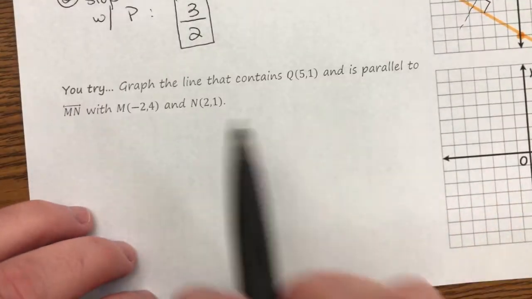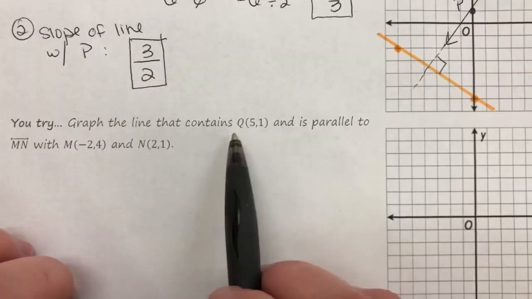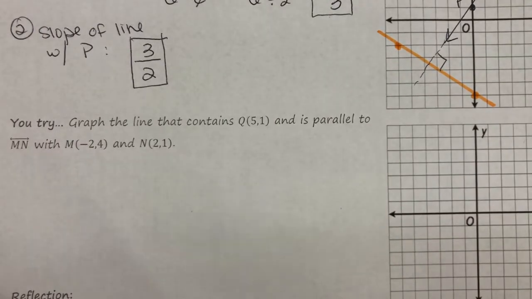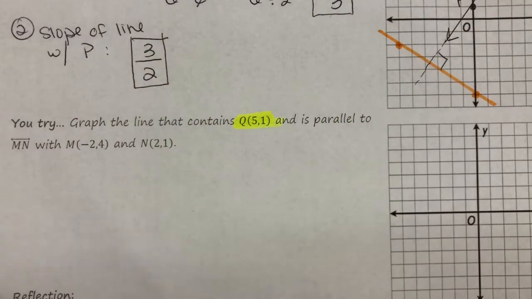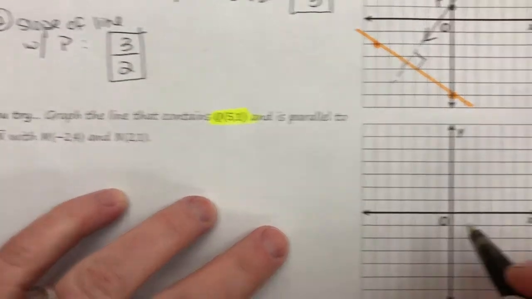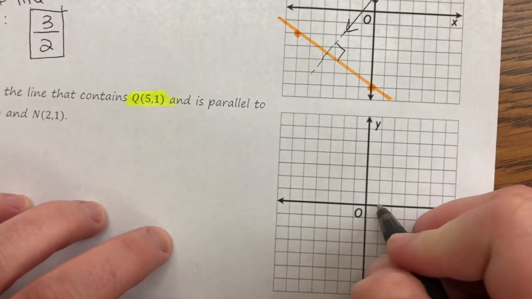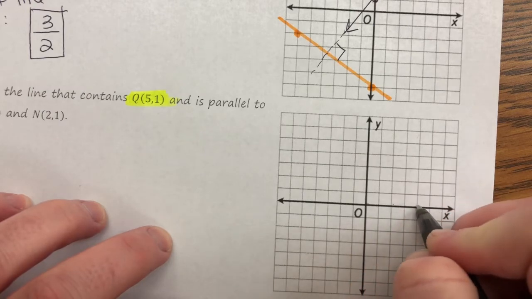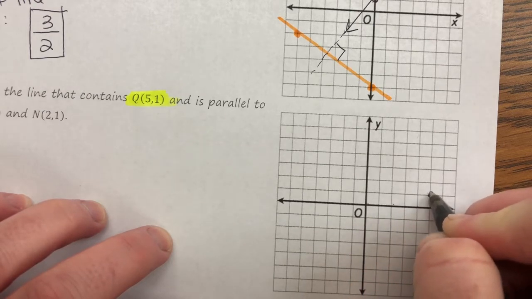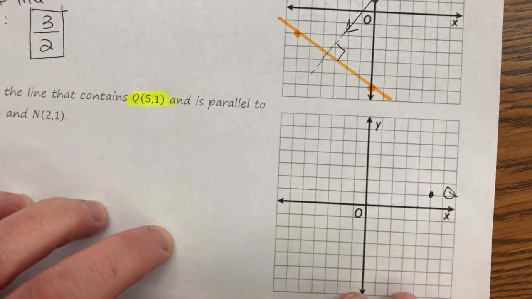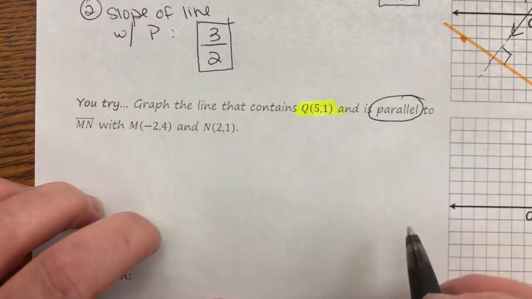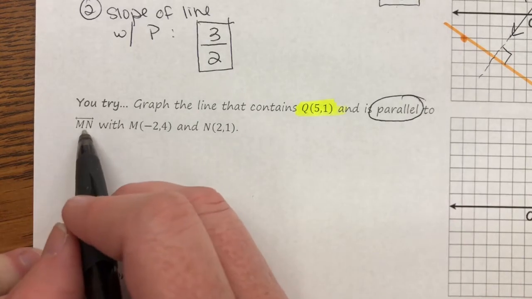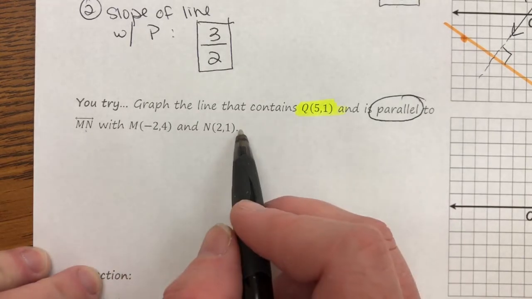All right, we're gonna do another one. Graph a line that contains Q, 5, 1. So our line contains this point. Let's go ahead and plot it before we even get any further. Over 5, up 1. Start at 0. 1, 2, 3, 4, 5, up 1. That's point Q. And it is parallel, meaning it has the same slope as line MN, and MN has these 2 points.